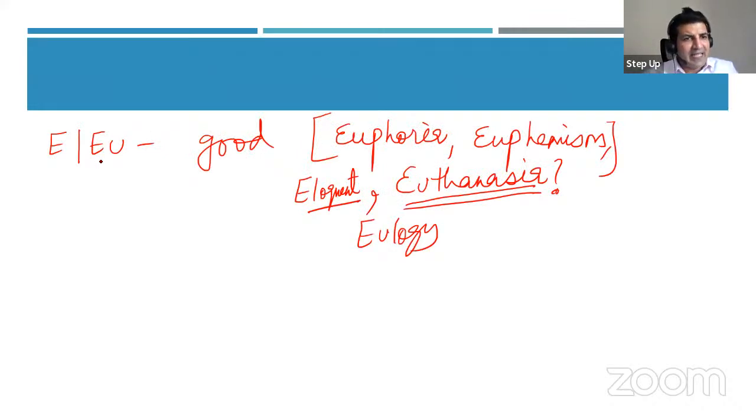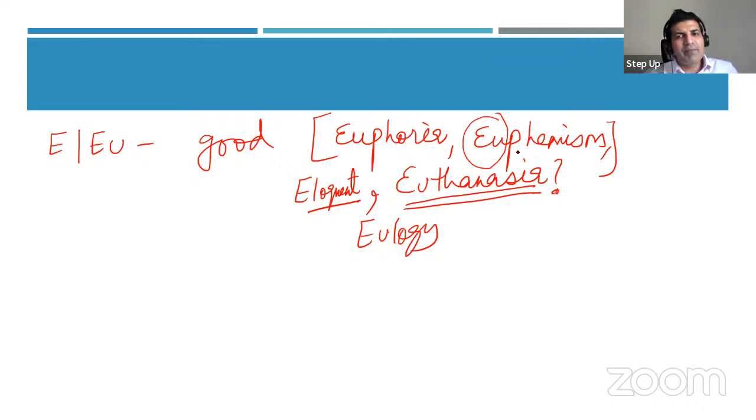See, EU is good, right? So, for example, euphoria, extreme joy. Euphemism is something that we say in a better way. For example, sometimes instead of toilet, we say restroom, right? Why do we say that? Just so that you don't say he's dead.